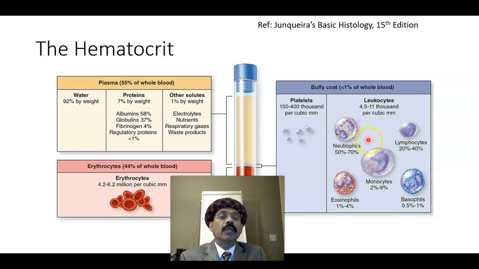The percentages of the cells are not equal, they are different. Neutrophils or polymorphonuclear leukocytes are about 50 to 70%. Lymphocytes are around 20 to 40%. Monocytes 2 to 8%. Basophils are very few in number, 0.5 to 1%. Platelets are about 150 to 400,000 per cubic millimeter. These are the fragments of the megakaryocyte. They have no nucleus. RBC has no nucleus. Platelet has no nucleus.